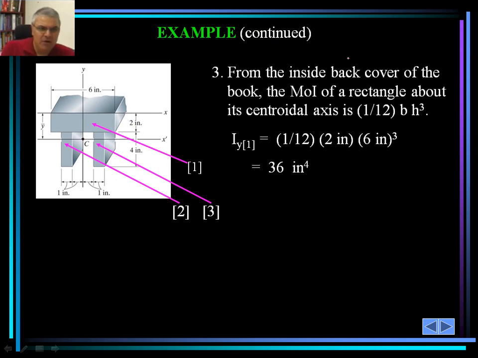inside back cover of the book, you can look up the moment of inertia of a rectangle about its centroid. It's 1/12 of bh cubed. Make sure you guys don't get confused between b and h. That's one source of error in solving problems, to confuse B and H. Depending on the layout of the section, B and H would be different. For example, for section number 1, which is the bigger block that rests on top of the other 2 blocks, B is 2 inches and H is 6 inches.